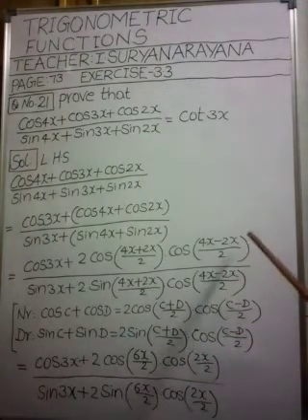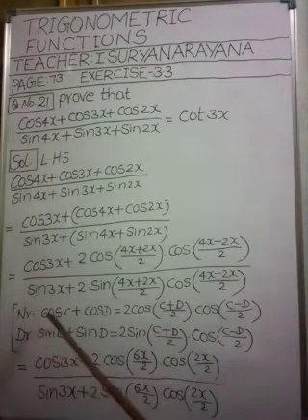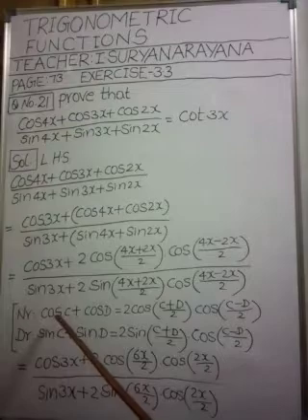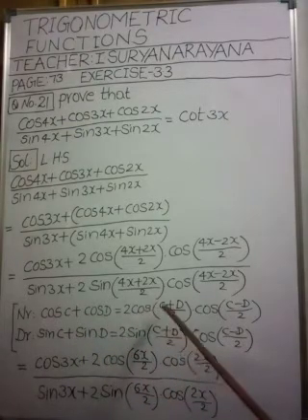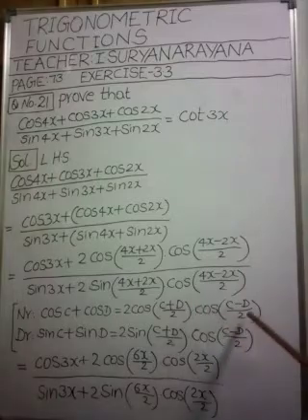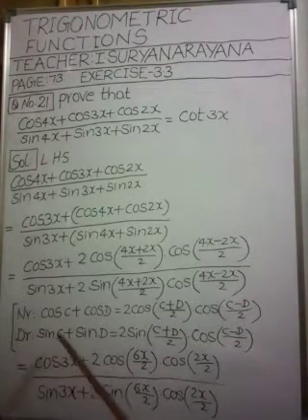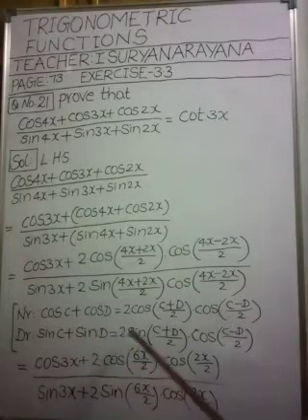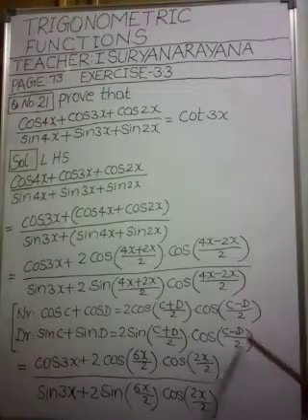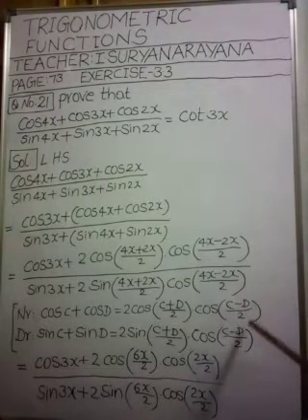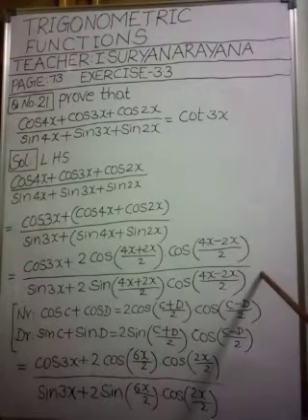Right. Understood this step, my dear children? Because in the numerator we used the transformation formula cos c plus cos d is equal to 2 cos((c+d)/2) cos((c-d)/2), and in the denominator we used the formula sin c plus sin d is equal to 2 sin((c+d)/2) cos((c-d)/2). Understood this step, my children? By using these two transformation formulas, we got this step.